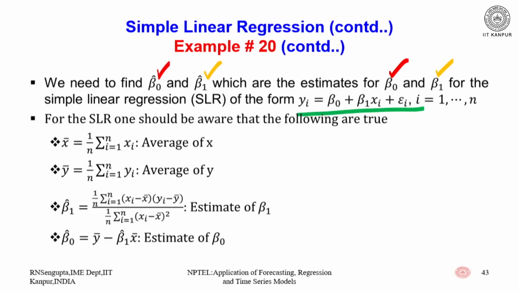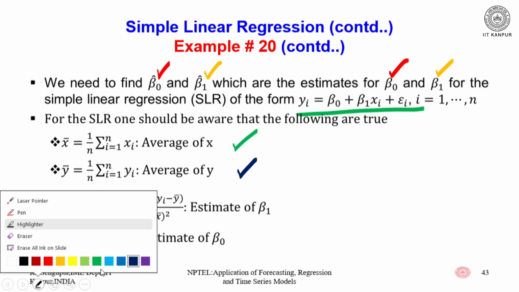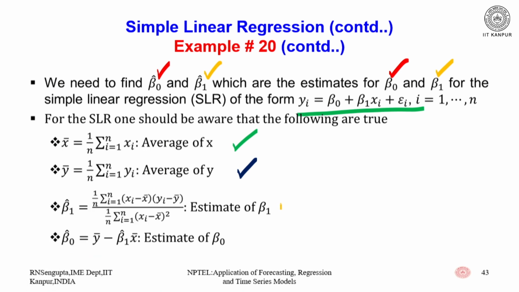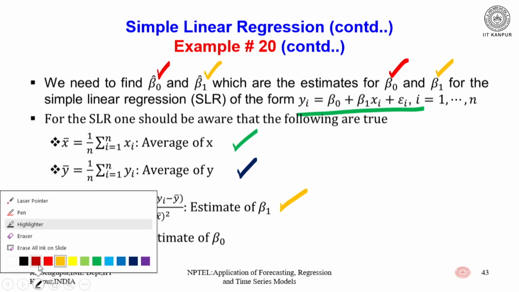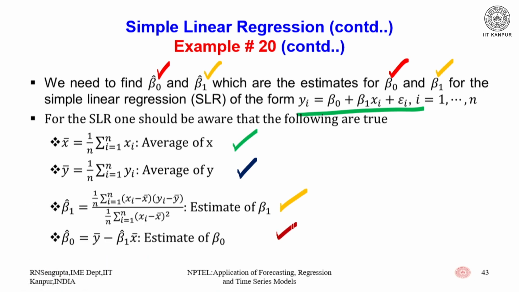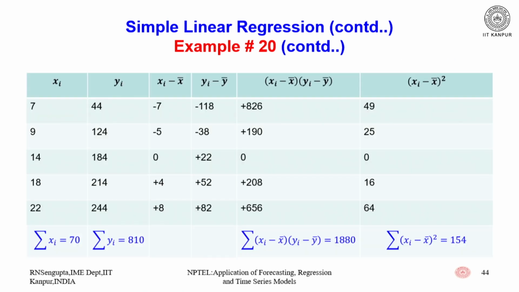Once you do that, the formulas are given here. x bar is the average value of x for all the 5 readings, y bar is the average value of y for all the 5 readings, and correspondingly you will have beta 1 hat, which is for beta 1, and beta naught hat, which is for beta naught. So, here is the data set.